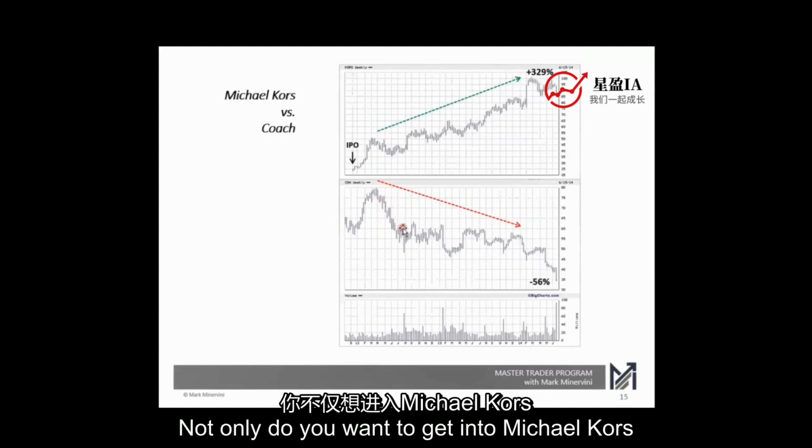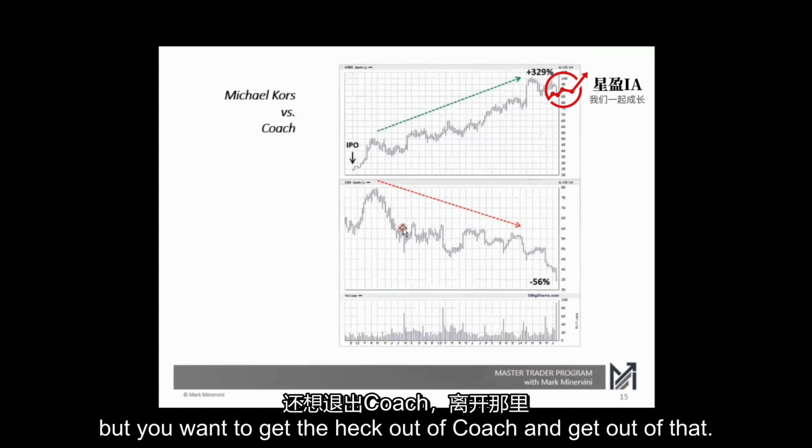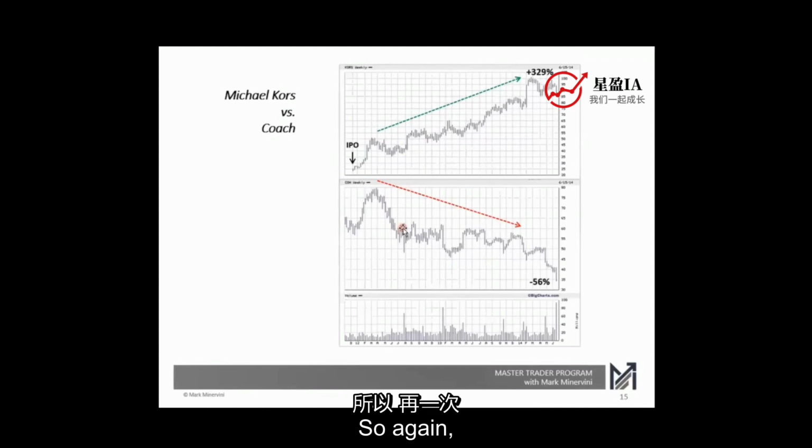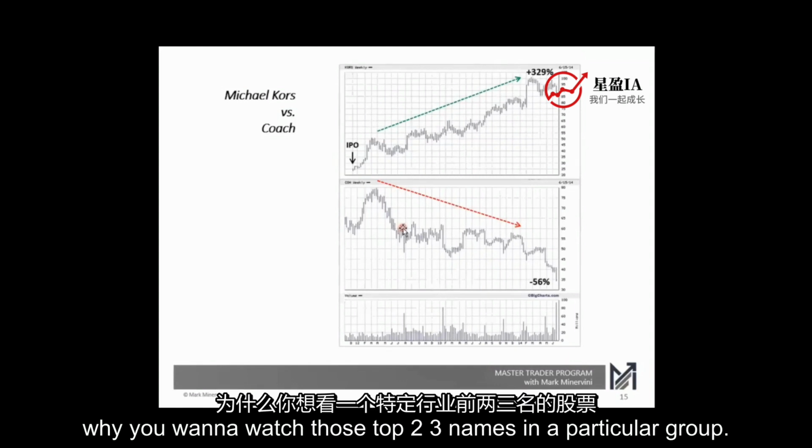Not only do you want to get into Michael Kors, but you want to get the heck out of Coach and get out of that previous leader that is no longer a leader. So again, this is why you want to watch those top two or three names in a particular group.